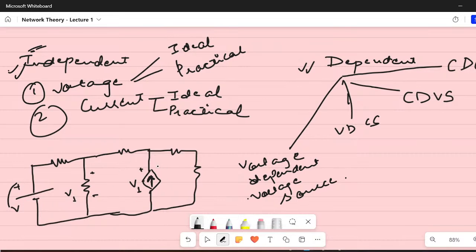On the other hand, this source is a voltage dependent current source. It is delivering current, right? But it is dependent on the voltage across this resistance. So it is a voltage dependent current source. It is dependent on some other part of the network for delivering power, right? So this is a dependent voltage source and current source, a dependent energy source, and this would be an independent energy source. Now, what is an ideal voltage source and what is a practical voltage source?